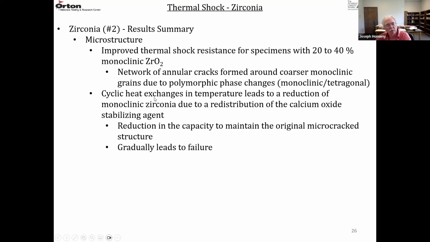And they noted that with the cyclic heat exchanges, as you cycle the temperature, there was a reduction in the monoclinic zirconia due to what they called a redistribution of calcium oxide. The calcium oxide is diffusing and stabilizing some of the monoclinic zirconia in the cubic form. So there's a reduction in the capacity to maintain the original micro crack structure, and that will also lead to a failure if you lose this micro crack structure due to crack healing.